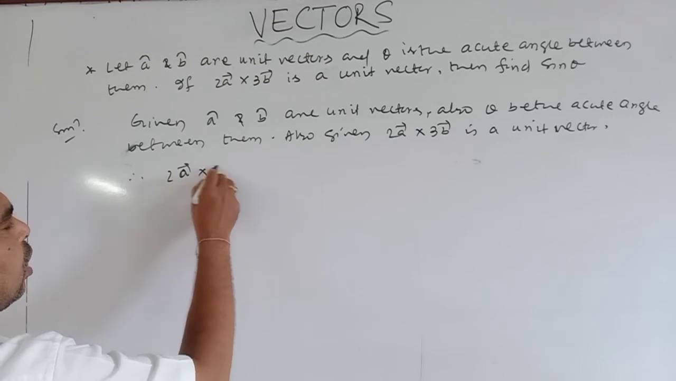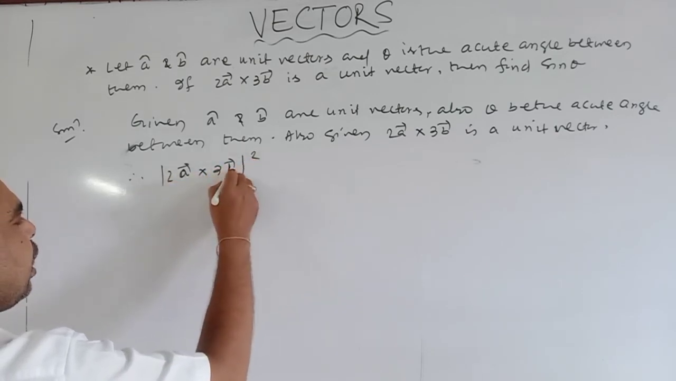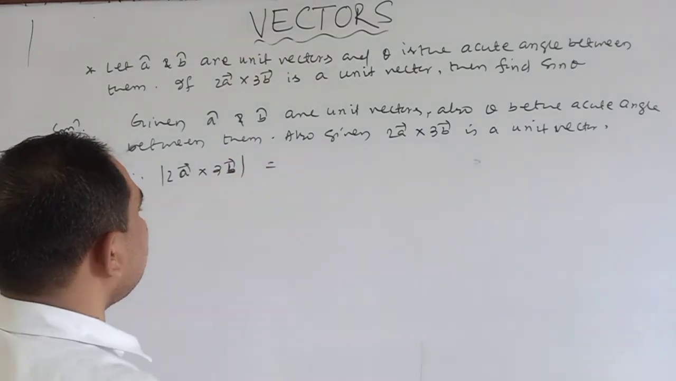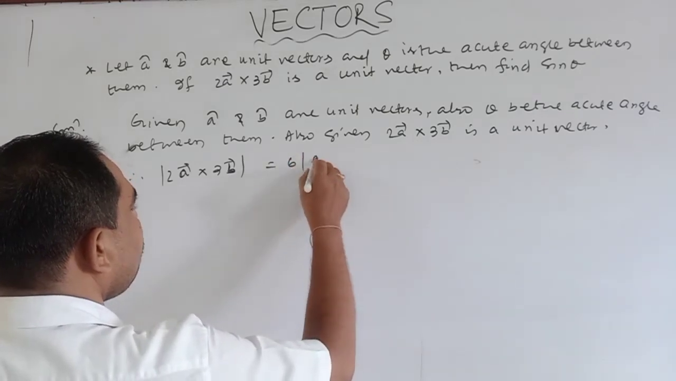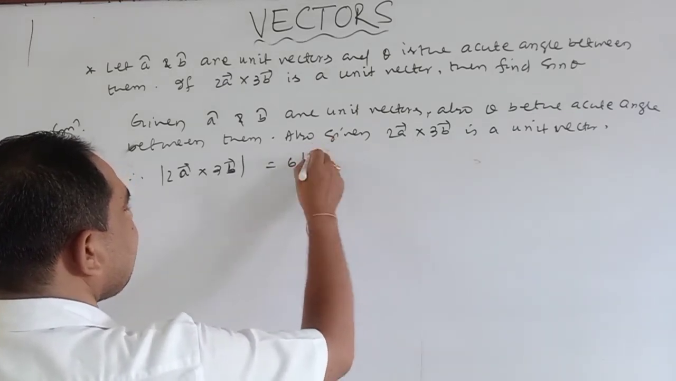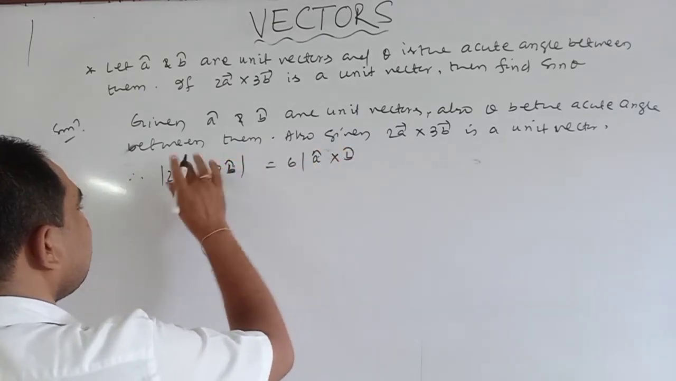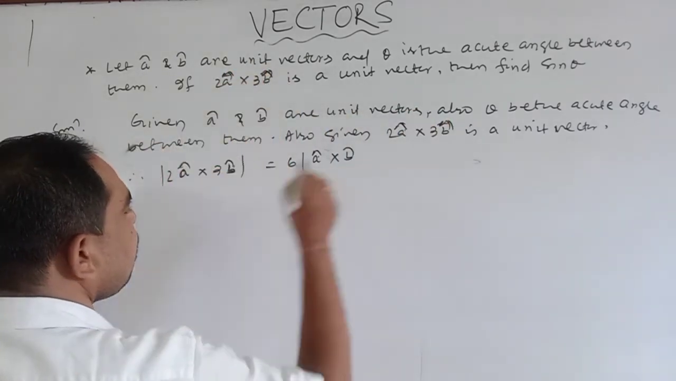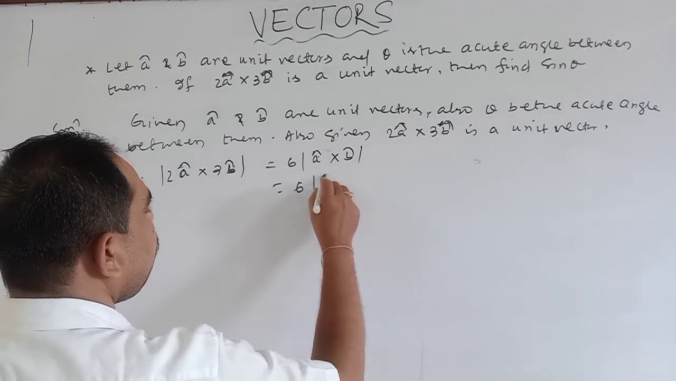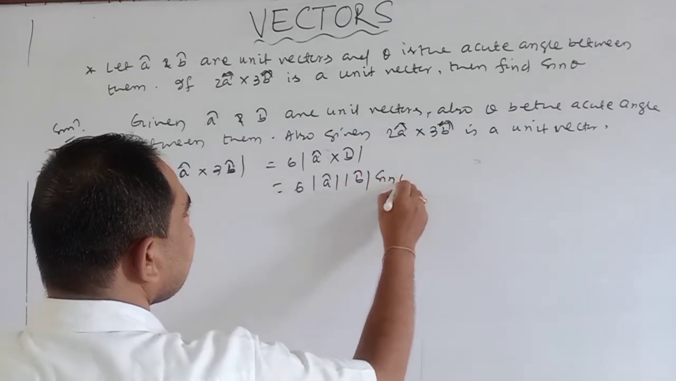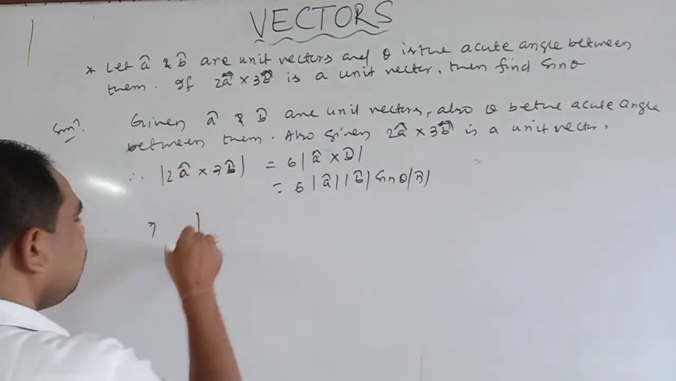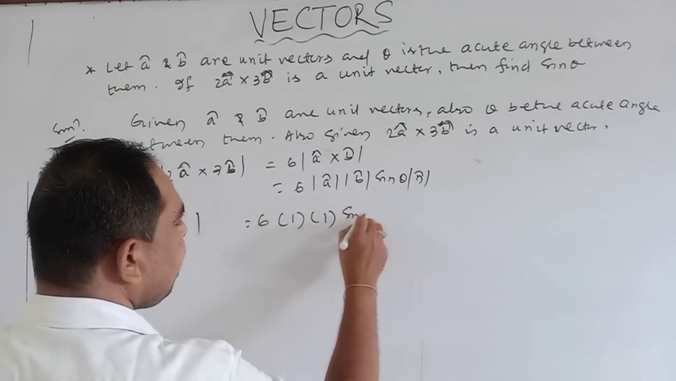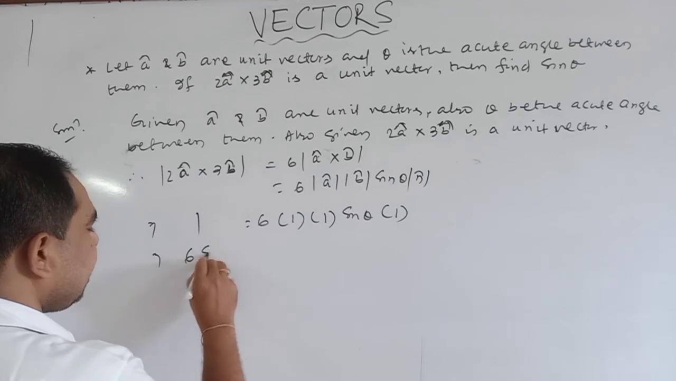the magnitude of 2a cross 3b squared, that is, the magnitude of 2a cross 3b is equal to 6 times the magnitude of a cap cross b cap. This is a cap cross b cap, so it is equal to 6 times mod a cap mod b cap sin theta n cap magnitude. This is 1, so 1 is equal to 6 into 1 into 1 into sin theta into 1. So this implies 6 sin theta is equal to 1.